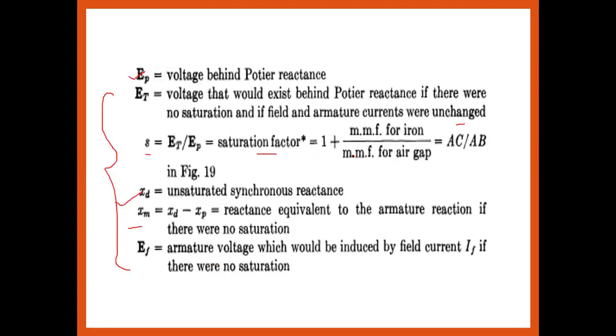Okay, so for that case, you have to use this vector diagram and the Potier diagram, and in that case the saturation factor plays a very important role. Its value is AC by AB, and XT is the unsaturated reactance, and XM is the reactance equivalent to the armature reaction if there is no saturation, with the armature voltage induced by the field current IF if there is no saturation. This is all about the no-saturation parameters.